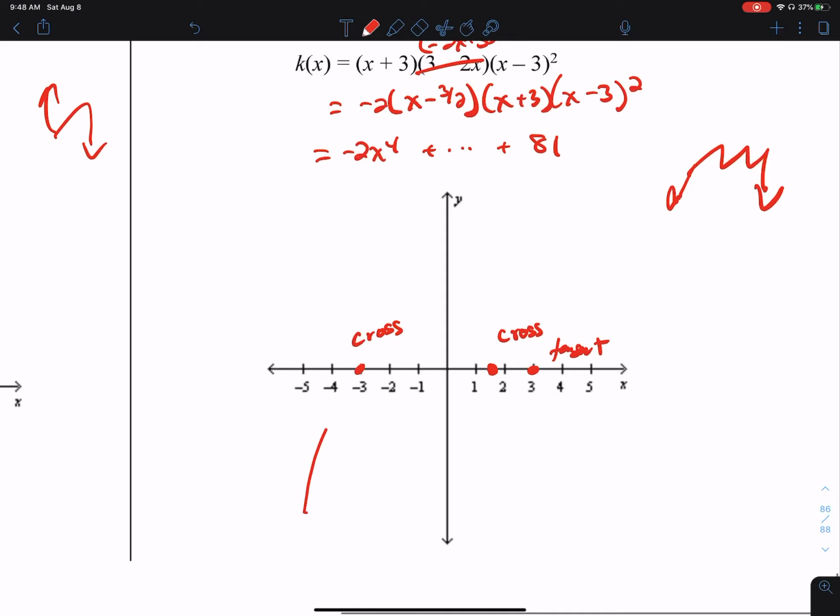So we come up, we got to cross the x-axis, and then we come back down, we got to cross the x-axis. We come up, it's tangent, and comes back down, which must mean this here is 81 because we said it crosses the y-axis at 81.